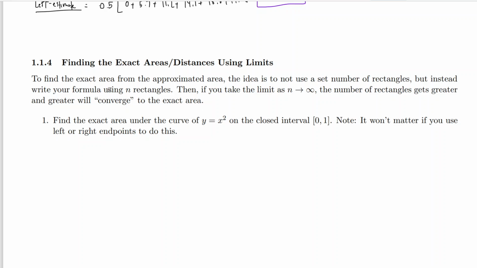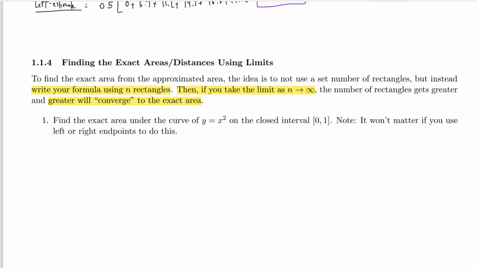And the reason is we actually want to think about what happens as the number of rectangles goes to infinity. And the way we talk about infinity properly involves calculus. That's doing the limit. So we write our formula using n rectangles. Then you take the limit as n goes to infinity. And what happens is the number of rectangles will get greater and greater, and it'll actually, quote unquote, converge to the exact area. So what converge means is just basically if you draw the picture out and you draw more and more rectangles, it's going to fit perfectly under the curve. It's going to match the area.